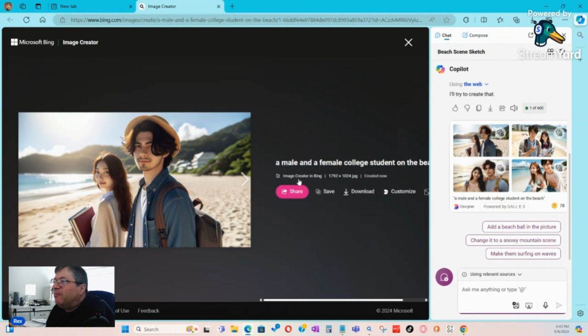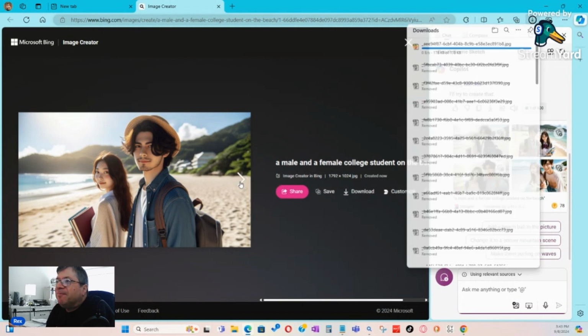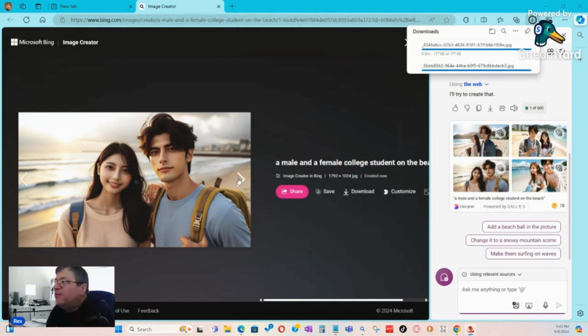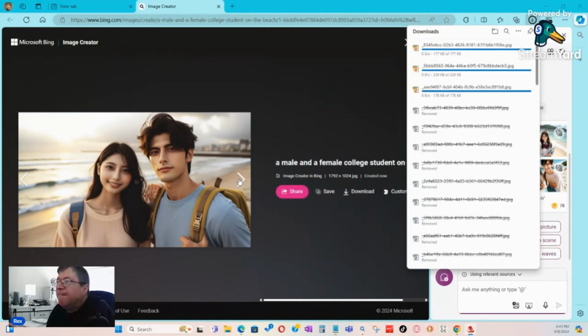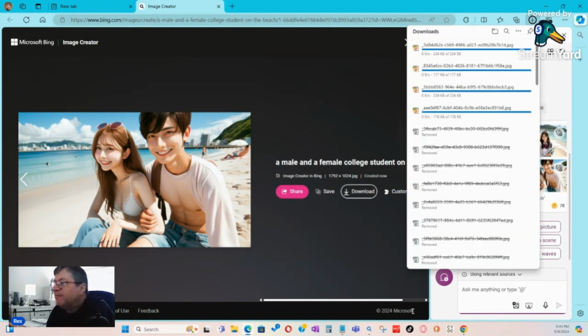Basically, I wanted a picture of a male and a female college student on the beach. So I got this: a male and female college student on the beach. I got two pictures, male and female. So we'll go ahead and say male and female college student on the beach.